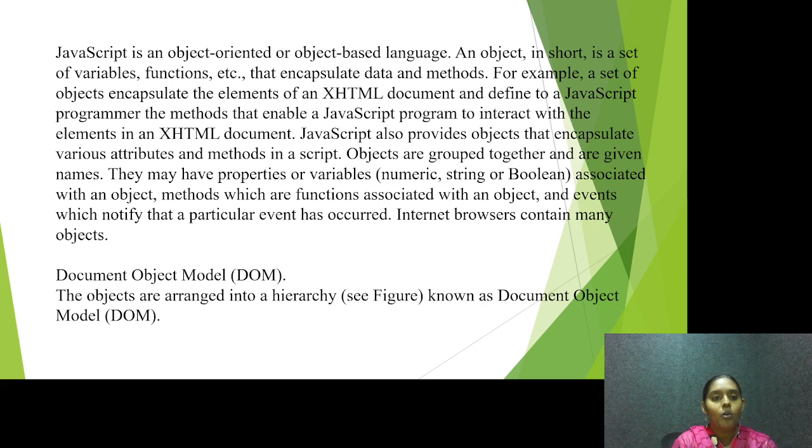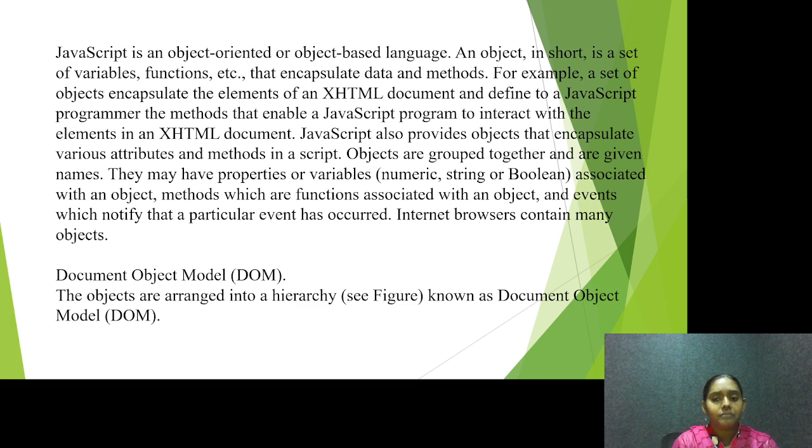JavaScript is an object oriented or object based language. An object, in short, is a set of variables, functions, etc., that encapsulate data and methods. For example, a set of objects encapsulate the elements of an XHTML document and are defined to a JavaScript programmer. These are the methods that enable a JavaScript program to interact with the elements in an XHTML document. JavaScript also provides objects that encapsulate various attributes and methods.